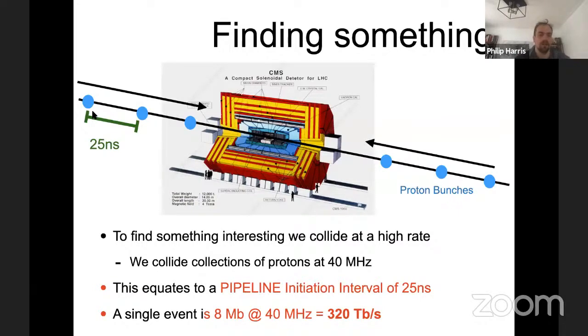And so what does this mean? It means that we collide bunches of protons every 25 nanoseconds. Now, the detectors I'm talking about are large. They have many channels. So a typical event is about 8 megabits. And so if you collide at a rate of 40 megahertz, you're talking about processing data at a total rate of 320 terabits per second. To put this in scale, the largest internet switches in the world are about 8 terabits per second. So this is, say, an order of magnitude more in terms of data rate than large data technology.